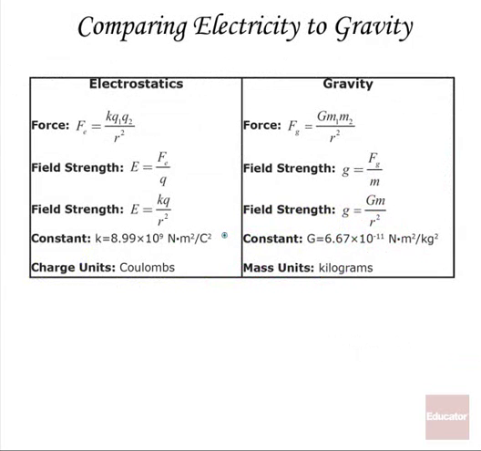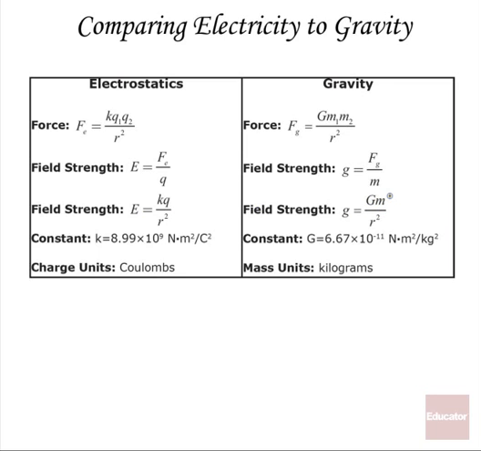So let's take a look at comparing electricity to gravity again. There are so many similarities. Force is k q1 q2 over r squared for electricity. For gravity, it's G m1 m2 over r squared. We've swapped the k for G and the q for m, charge for mass. Same basic pattern though. The electric field strength is the electric force divided by the charge. The gravitational field strength, little g, was the gravitational force divided by the mass. Again, a nice parallel. The field strength due to a point charge was kq over r squared. For gravity, that was Gm over r squared.